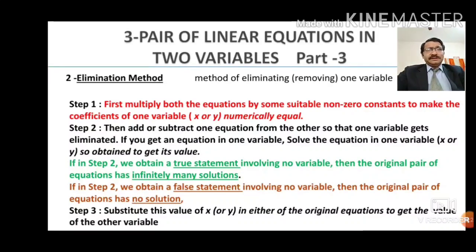Step 1 is first multiply both the equations by the same suitable non-zero constant to make the coefficient of one variable, x or y, numerically equal. So whatever the coefficients of x and y, any one coefficient of both x or both y, you have to make equal. That is the method. Second is then add or subtract one equation from the other so that one variable gets eliminated.